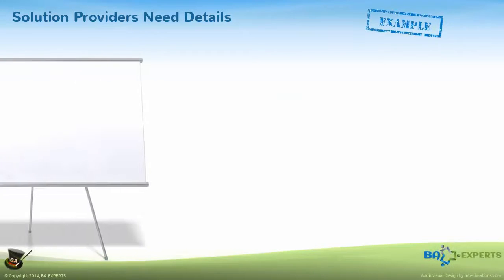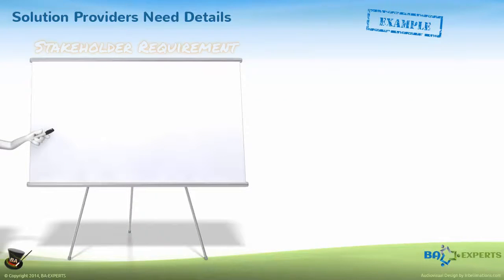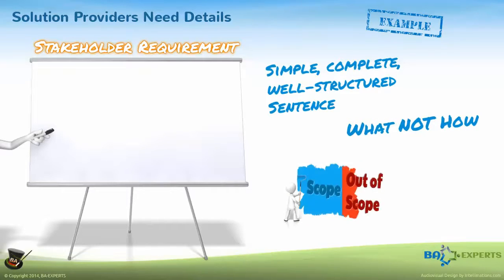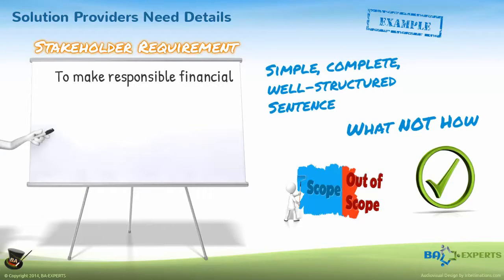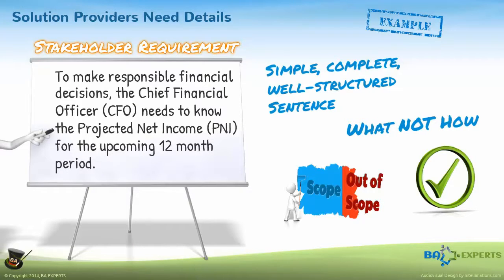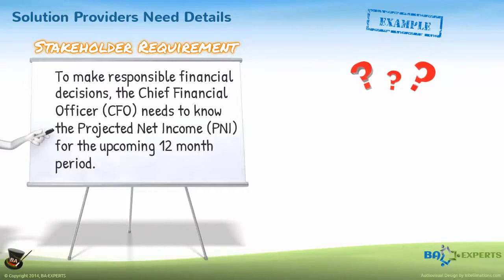Here's an example to clarify exactly what this means, using a stakeholder requirement that meets all of our previously defined rules, i.e., it is a simple, complete, well-structured sentence that states the business outcome, targets components that are in scope, and is clear to the target audience. To make responsible financial decisions, the Chief Financial Officer, CFO, needs to know the projected net income, P&I, for the upcoming 12-month period.